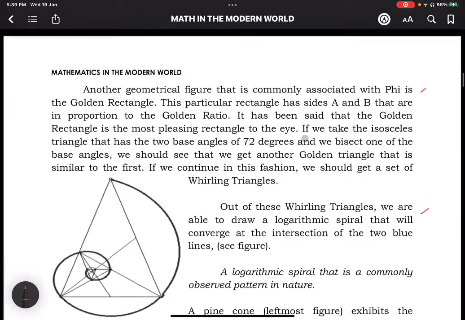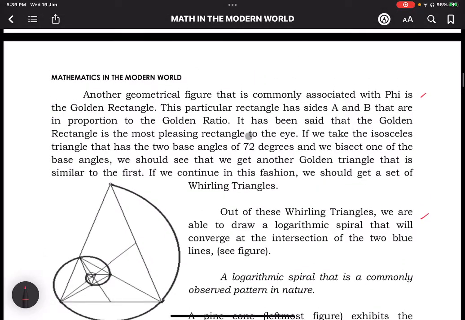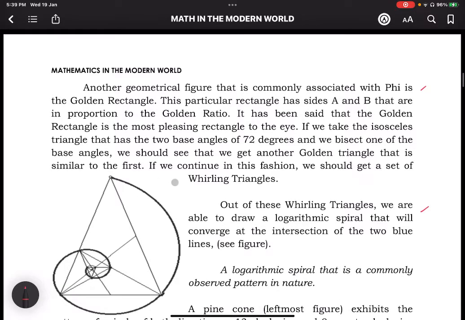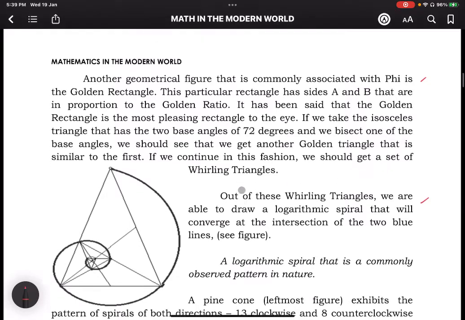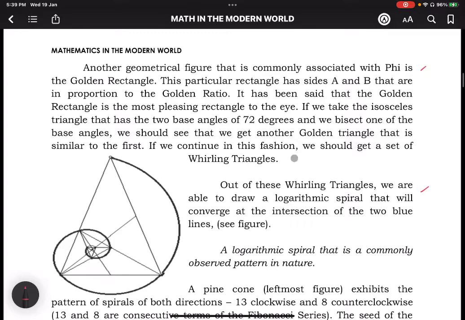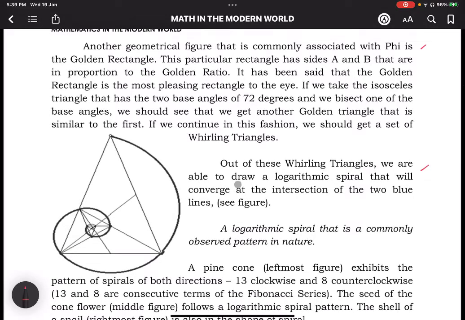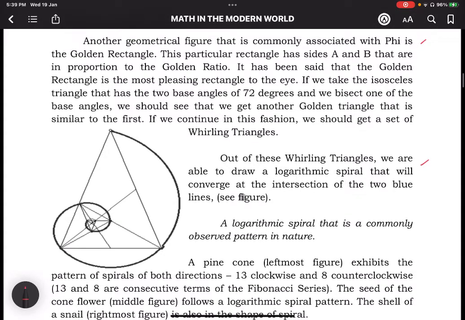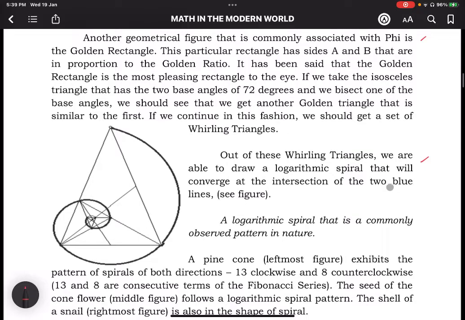So, it has been said that the golden rectangle is the most pleasing rectangle to the eye. If we take the isosceles triangle that has the two base angles of 70 degrees and we bisect one of the base angles, we should see that we get another golden triangle that is similar to the first. If we continue in this fashion, we should get a set of whirling triangles. So ito yon, no? Out of these whirling triangles, we are able to draw a logarithmic spiral that will converge at the intersection of the two blue lines.